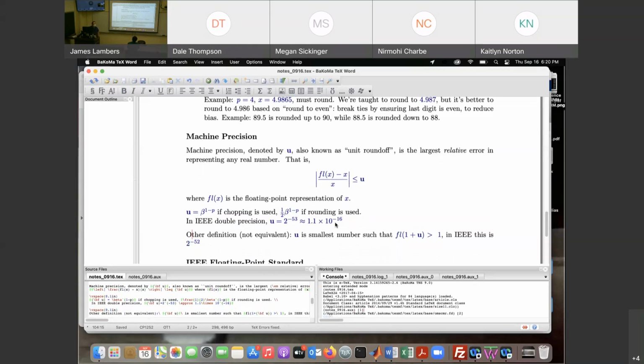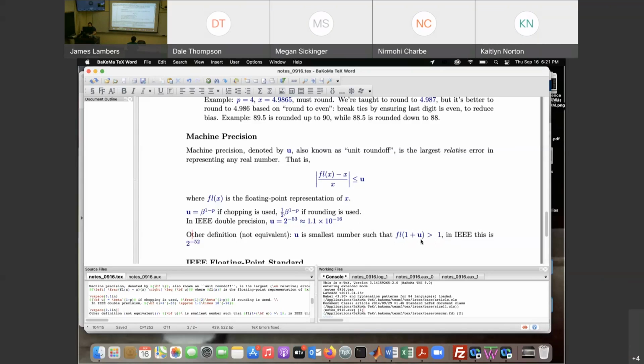So that is the smallest relative error you can reasonably expect from whatever computations you perform, just because anything smaller than that is less than the error value you would get just from representation of a number. Another definition, not mathematically equivalent to what I just gave you, is the smallest number you can add to 1 that can be represented by a number greater than 1. So in the IEEE system, that would be 2 to the minus 52.